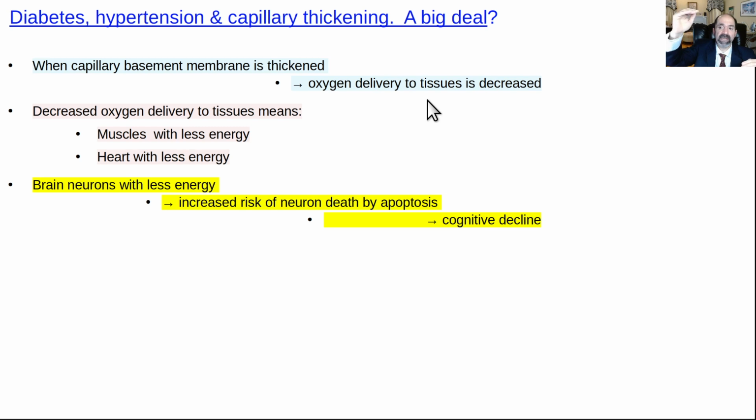Eventually the neuron says, I just can't handle this. Programmed cell death, apoptosis. Okay, you decrease oxygen delivery to your tissue, which means muscles have less energy, the heart has less energy, and your exercise capacity is diminished. The brain neurons get less energy, like we just talked about, and then go into apoptosis, programmed cell death. The more neurons you lose, eventually you end up in cognitive decline.